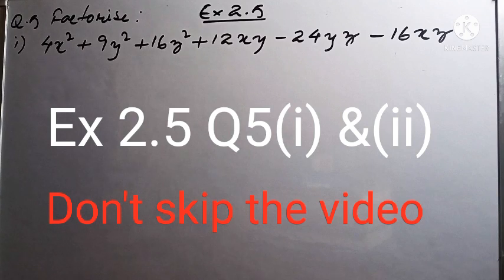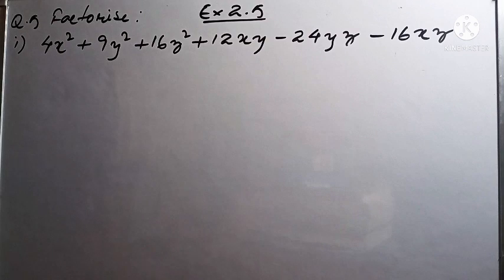We have exercise 2.5, question number 5, that is factorize. The first question is 4x square plus 9y square plus 16z square plus 12xy minus 24yz minus 16xz.